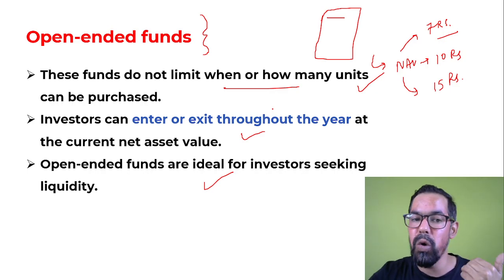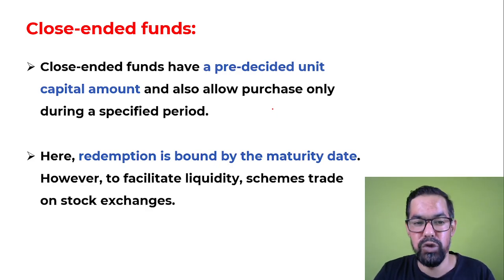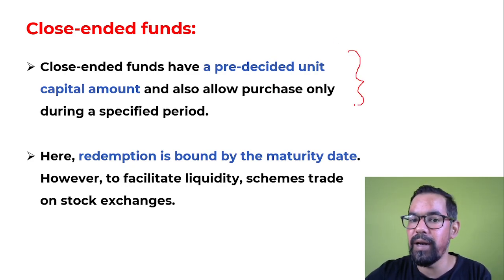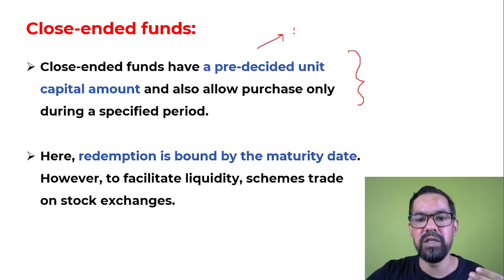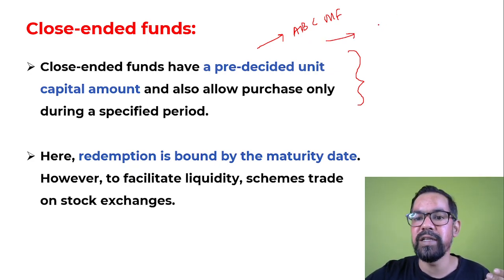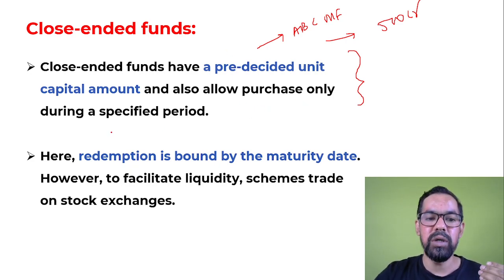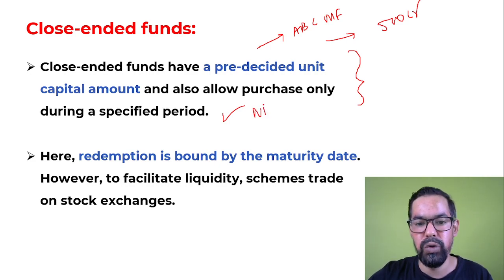Close-ended funds are just the reverse of open-ended mutual funds. Close-ended funds have a predetermined unit capital amount. Let's say an ABC mutual fund is announced by an XYZ mutual fund company, and they say their fund size is 500 crore rupees. This is fixed, and they also allow purchase only in a specific period, which is called the NFO, new fund offer.